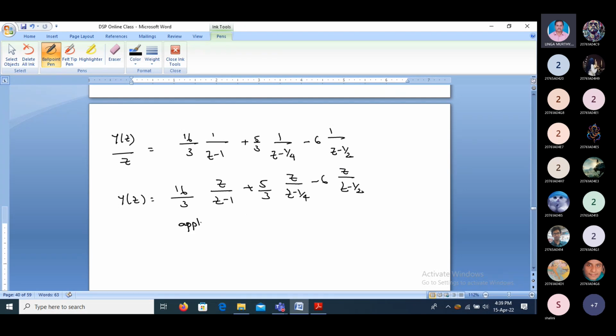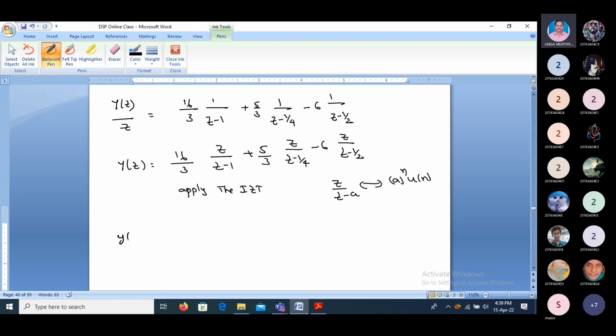Now we can apply the inverse z transformation. We think all of you know this one. z/(z minus a) is an inverse z transform pair with a to the power n times u(n). So apply the concept, and you can get the response. Y(n) is equal to 16/3 times 1 to the power n u(n), plus 5/3 times (1/4) to the power n u(n), minus 6 times (1/2) to the power n u(n). So clearly observe it. This is about the concept of the applications of z transformations.